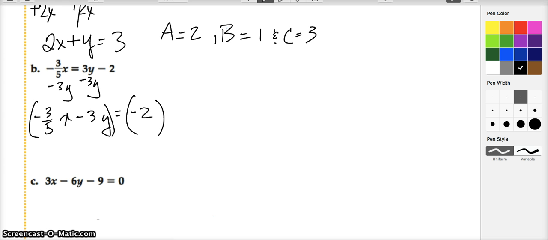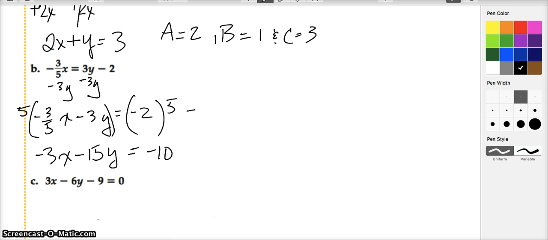So what I'm going to do now is get rid of the fraction by using the power of algebra, which means what I do to one side, I can do to the other. Doesn't matter what I do, I can do it. So when I multiply this side by 5 and this side by 5, what I end up with, let me go ahead and write down here, is the 5 cancels out here. I get -3x. 5 times -3 is going to be -15y, which is equal to -10.